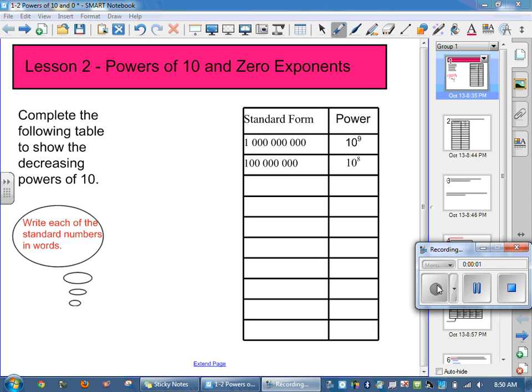Lesson 2, powers of 10 and 0 exponents. So we're going to see standard form. What's another name for standard form? Hands up, please.